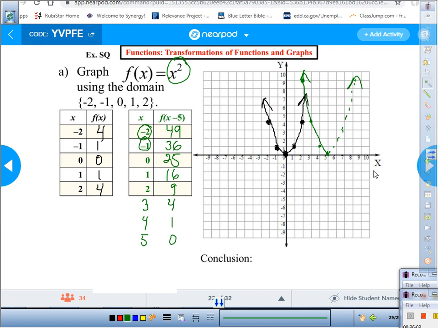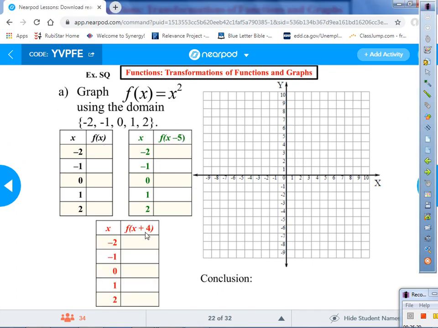Okay, hold on before you pack up. Look up, please. This is the original one, and this is a new function. Tell your neighbor what happened to the function when we did this transformation. It moved to the right. How many steps? 1, 2, 3, 4, 5, because it's negative 5. So question: what's going to happen to the original function if it's plus 4? It moves to the left. That is correct. All right.